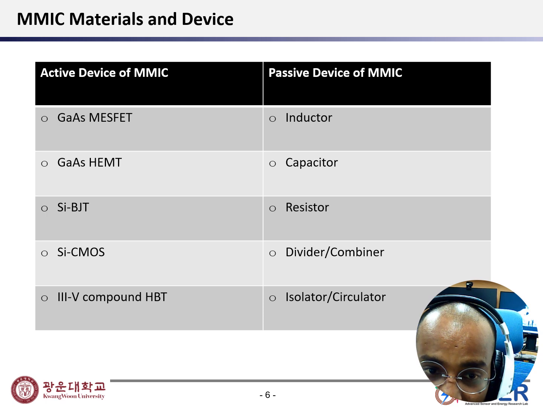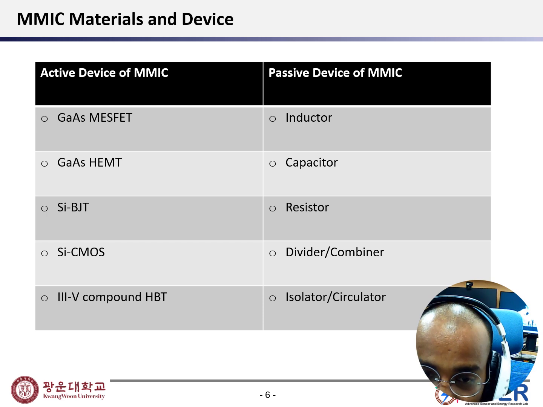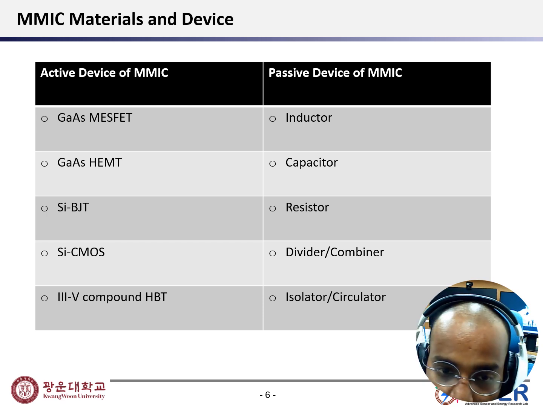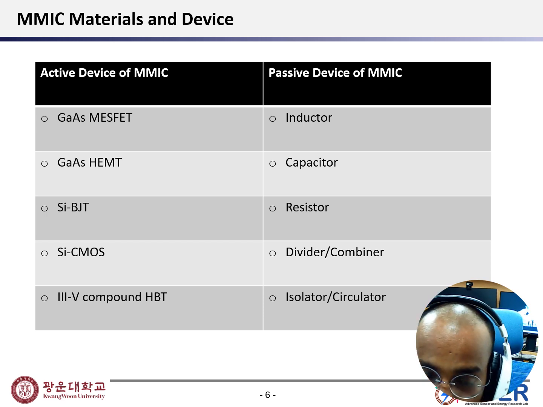Materials that are used to manufacture MMIC of active device and passive device. Active device MMICs are made from gallium arsenide MOSFET, gallium arsenide HEMT, and silicon junction transistor. The passive devices of MMIC are inductor, capacitor, resistor, divider and combiner, isolator and circulator. We will later talk about the schematic diagram.